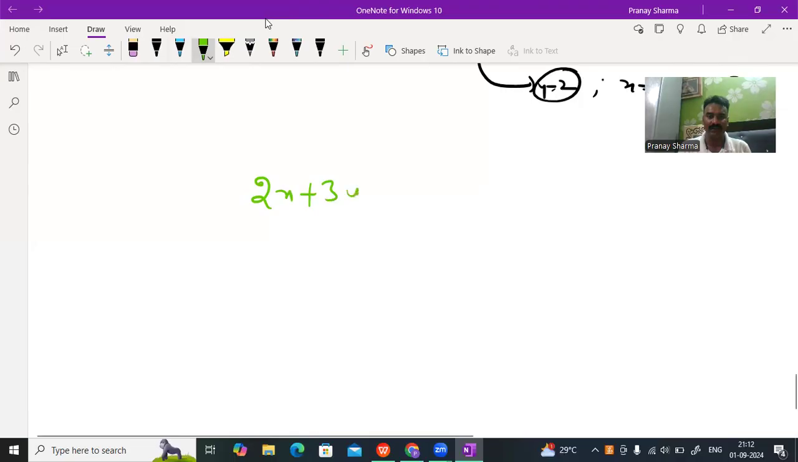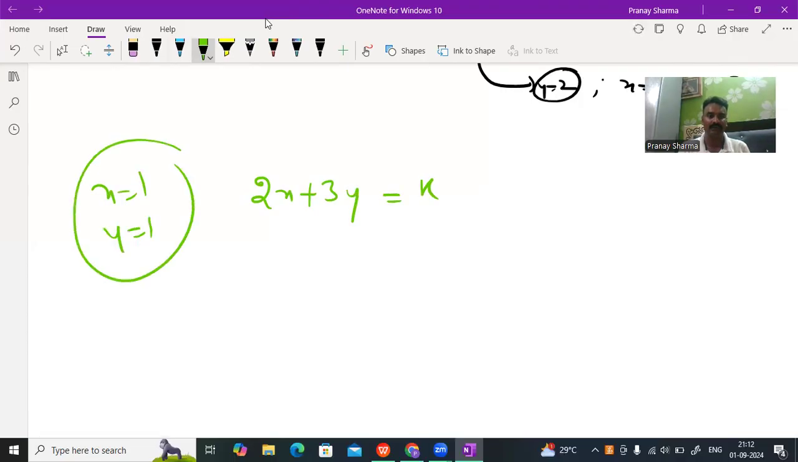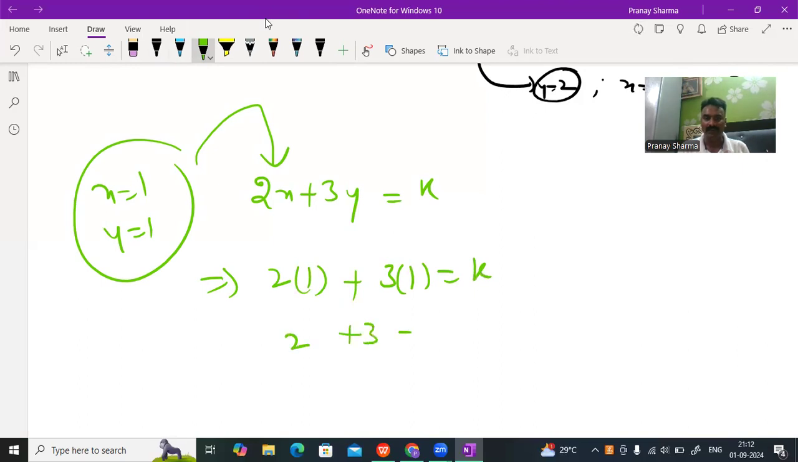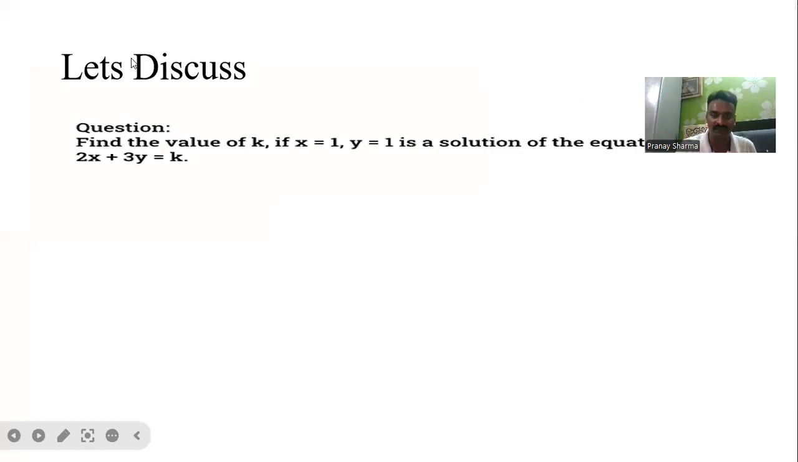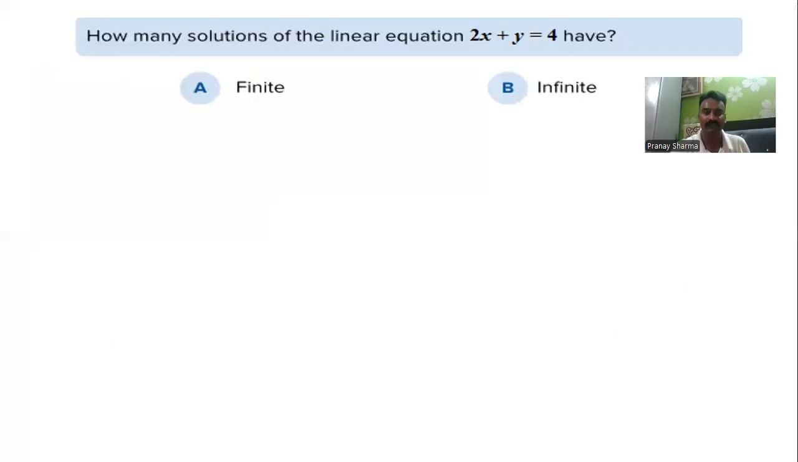2x plus 3y equals k. And here x is 1, y is 1. You need to calculate the value of k, right? Substitute these values here. If you substitute, it will be 2 times 1 plus 3 times 1 equals k. So this is nothing but 2 plus 3 equals k. k comes out to be 5. That is it. Simple question, yes, very simple.